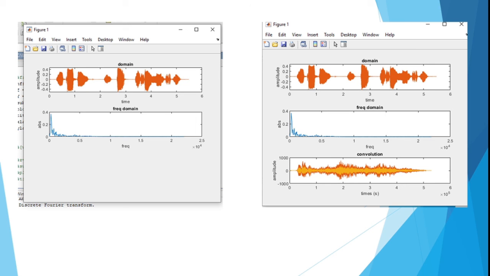Convolution is the combination of two waveforms, which are Hasik's voice and the guitar sound. Convolution is the mathematical way of combining two signals to form one signal. It is the most important technique in digital signal systems.